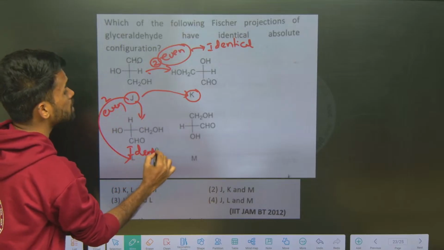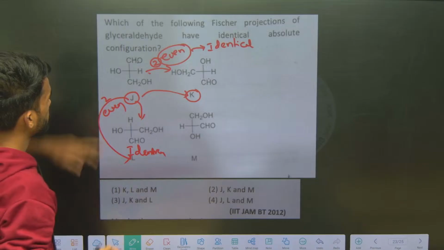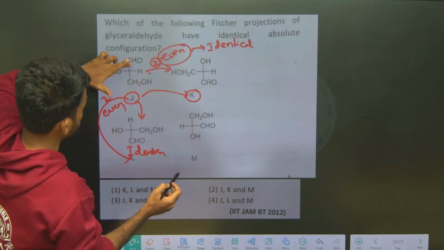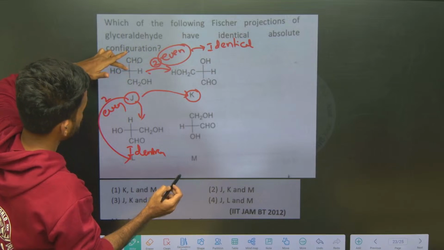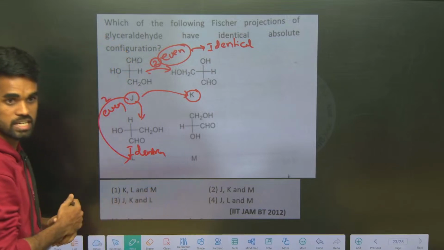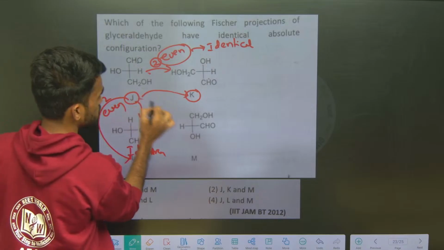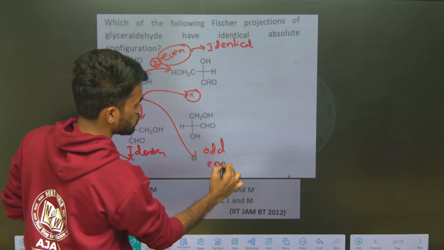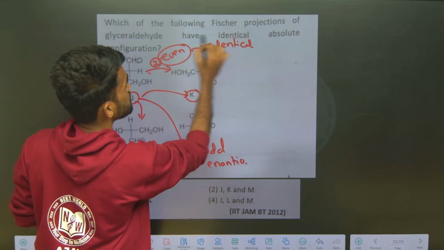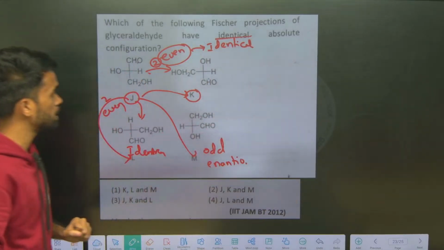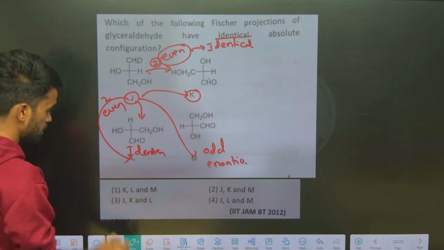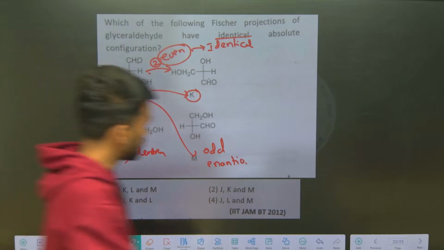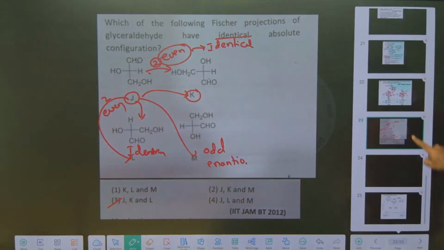And if you want, we will check this one also. From J to M: 1 exchange, 2 exchange, 3 exchanges are there. So 3 exchanges means odd. So J and M become enantiomers. They are asking about identical. So the identical ones are JKL, the third option. Easy only, right? Next.